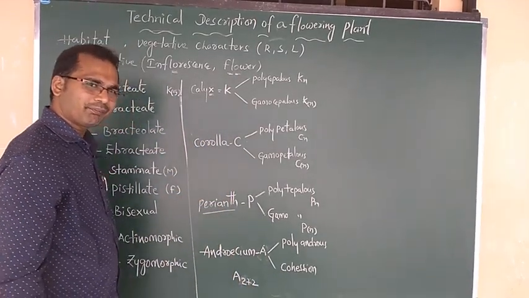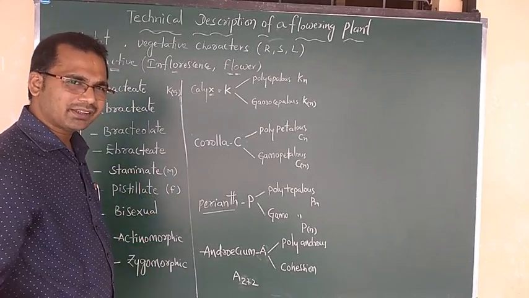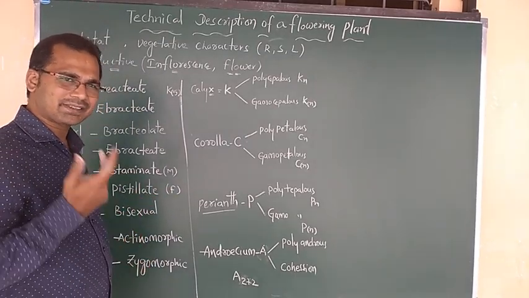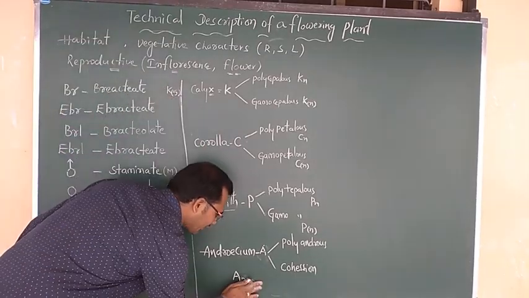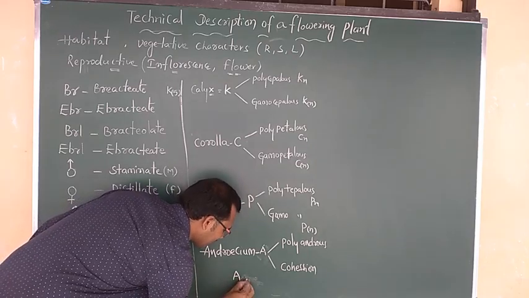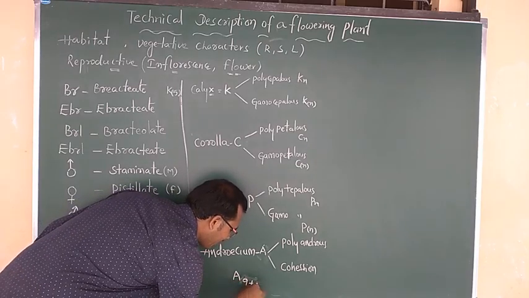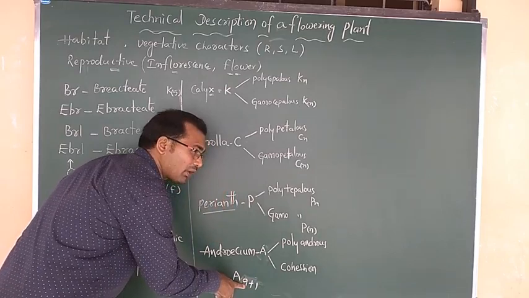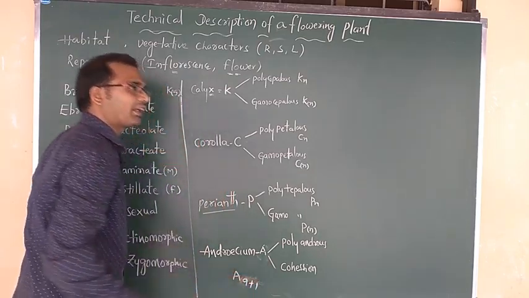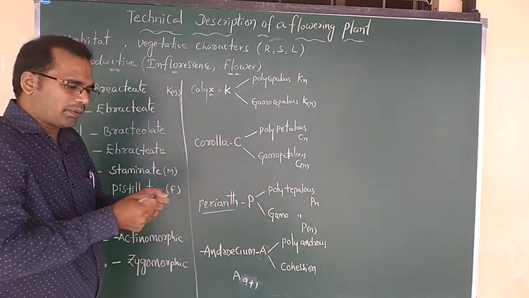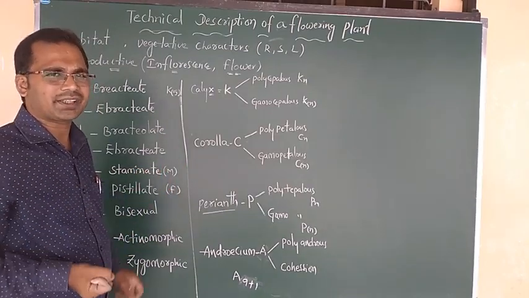For example, take the Fabaceae family. How many bundles? Diadelphous. In these cases, what do you do? That is 9 plus 1. Nine stamens in one bundle, one stamen in one bundle. It means two bundles are there. We keep it in two ways.